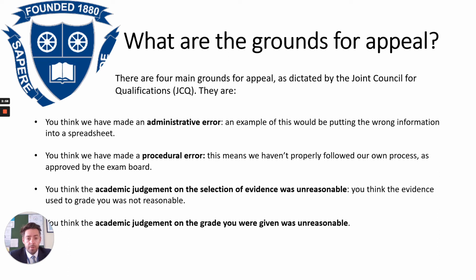An example of this would be where you've been told you should have received extra time for assessments, but this wasn't given in a certain subject. Number three, you think the academic judgment on the selection of evidence was unreasonable. So you think the evidence used to grade you was not a reasonable set of evidence. Or number four, you think the academic judgment on the grade you were given was unreasonable. They are the only four grounds that an appeal can be made.